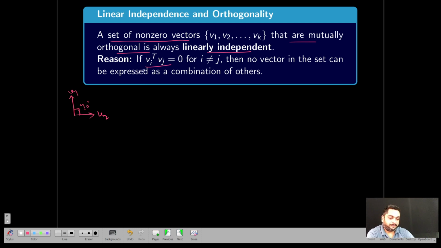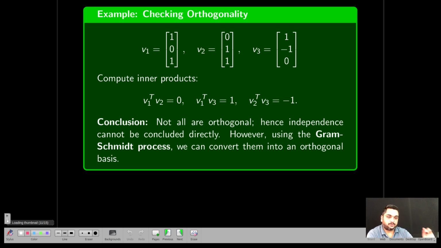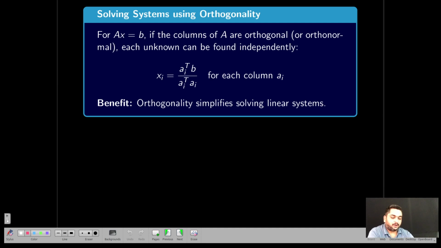How will they help in solving a system of linear equations is the question. So check the orthogonality. The transpose of each vector multiplied by the other vector should be equal to 0. Here not all are orthogonal, hence independence cannot be concluded directly. However, there are some methods, but they are not part of your syllabus, so we'll skip them for the time being. Now we'll see how, using the orthogonality condition, we can solve the system of linear equations. This is very important.